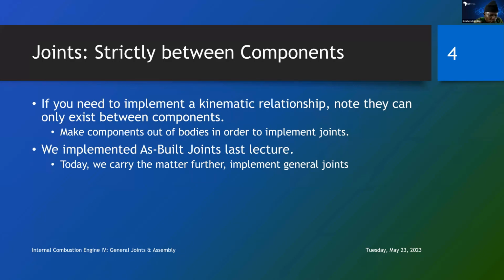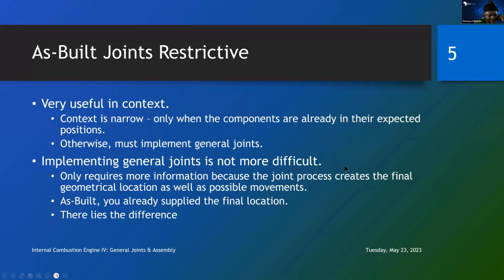So you see how we can implement relationships when the graphics design that we have done is not necessarily in its final position. The joint, we place them in the correct position with the methods that are there in the joint. So today we carry the matter further and implement general joints.